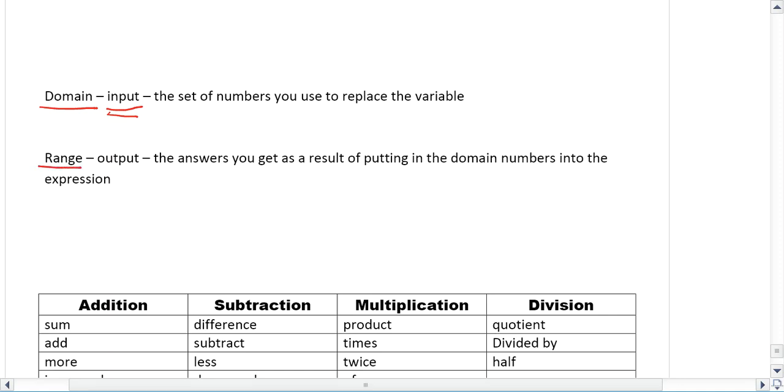Next term is range. The range then is what comes out of the expression after you have put the domain number in and you do the math, whatever the expression is telling us to do, and then you get an answer or an output. So the range is a set, the answers you get as a result of putting the domain numbers into the expression. Like I said, we'll look at an example of this in just a moment.